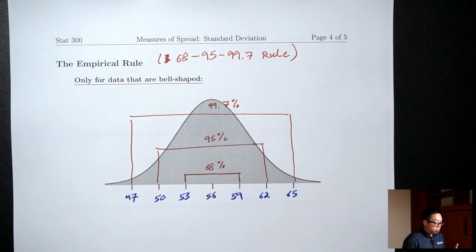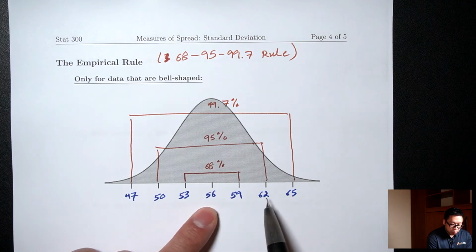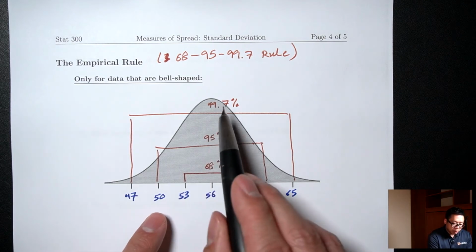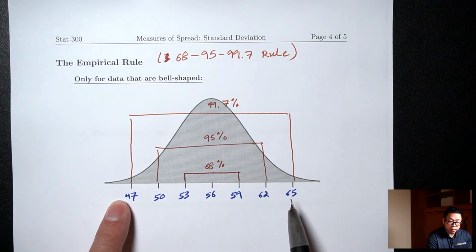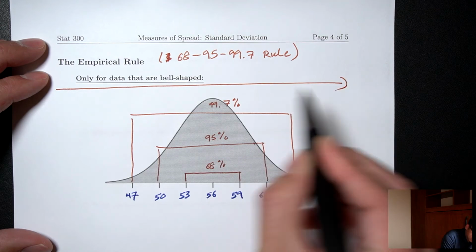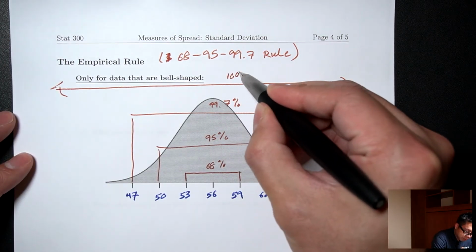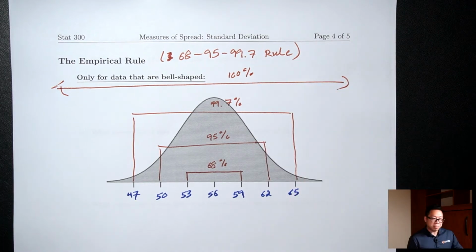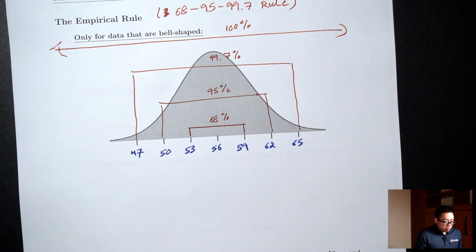Now, let me add on some more numbers here. So we have 68, that's 1 up, 1 down. 95%, that's 2 up, 2 down. 99.7 is 3 up, 3 down. Okay. Everything is 100%. Okay, that's kind of obvious, right? Everything is 100%. Now, let me add on some more numbers here.